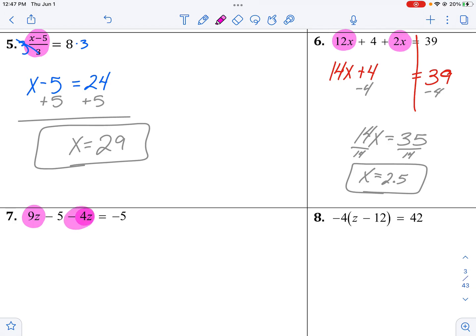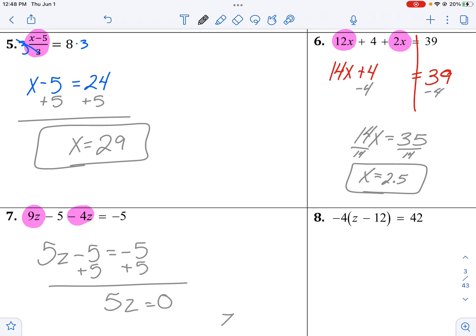On 7, I've got my like terms. Notice that is a minus 4z, so 9z and a negative 4z is a 5z. Minus 5 equals a negative 5. I need to get my variable term by itself, so I need to add 5 to both sides. 5z is 0, or if I divide, z would be 0. Kind of an unusual answer, but it still works.